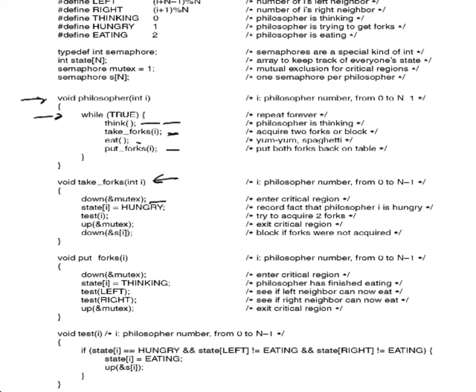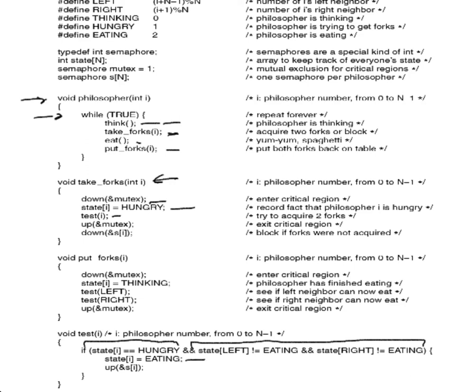First I enter the critical region by calling down on the shared mutex. I set my state to hungry. I'm hungry. And so then I call this test function. This test function is the critical piece. If I'm hungry, and we'll see why we check in a minute, and neither of my neighbors is eating, then I can eat.